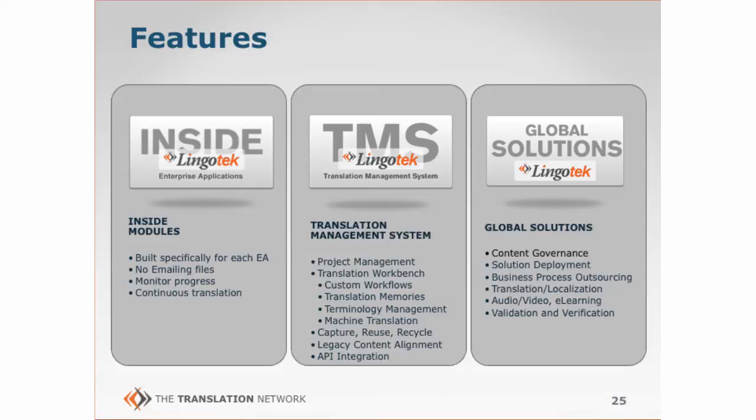customized workflows, translation memories. We talked a little bit about that a moment ago. Terminology management or glossaries are great for SEO and SEM. If you're purchasing specific keywords, you can enforce that those words are being used. A lot of times companies have terminology in terms of how you say a specific thing for a client. And then machine translation. All of this is then captured, reused, and recycled, so you can use that content over and over again, and that helps drive down prices. We can also do legacy content alignment, and we can also do API integration into other enterprise applications other than WordPress. Our global solutions has content governance, solution deployment, business processing, translation and localization, audio, video, e-learning, and validation and verification. Each of these features that we highlight here are highlighted on our website. If you have more questions, you can go into each of these sections and see what they do specifically.